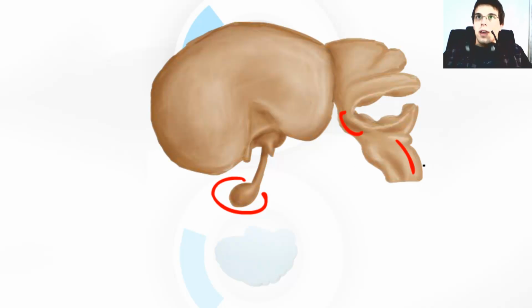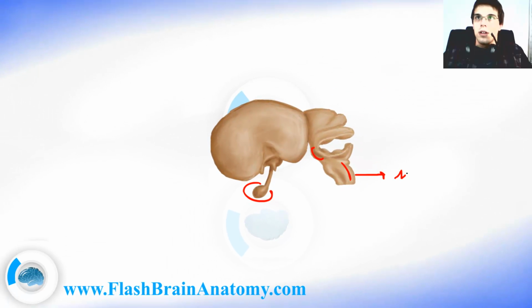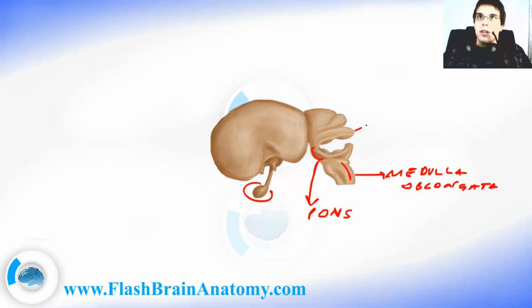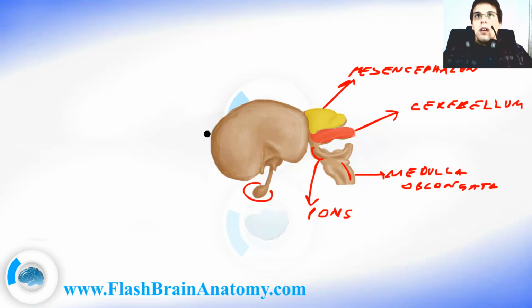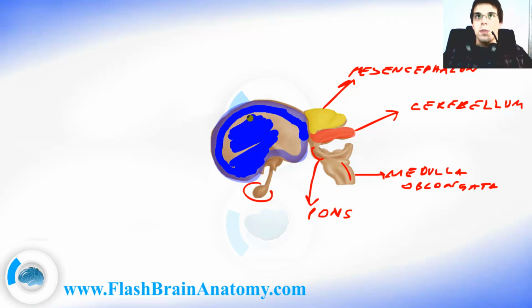Now let me write all this again. This is the medulla oblongata, then the pons, then the cerebellum, then the mesencephalon, and then comes the huge telencephalon part. Already at this point it covers most of the diencephalon, but it does not show its final shape. In next drawing I will pretty much illustrate its final shape.